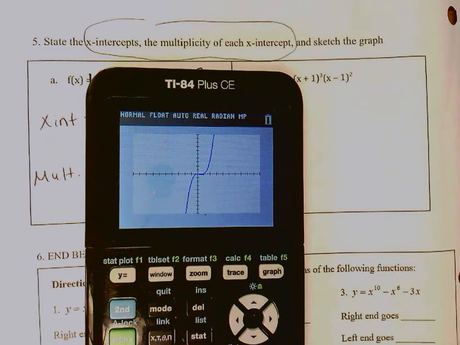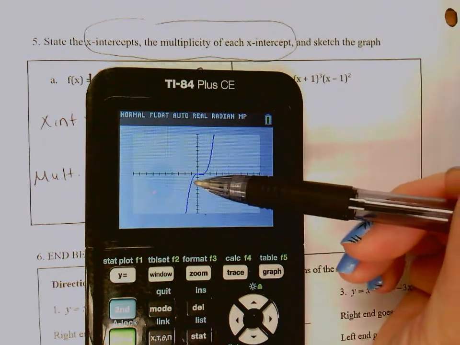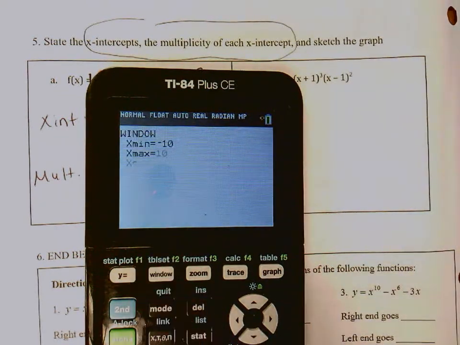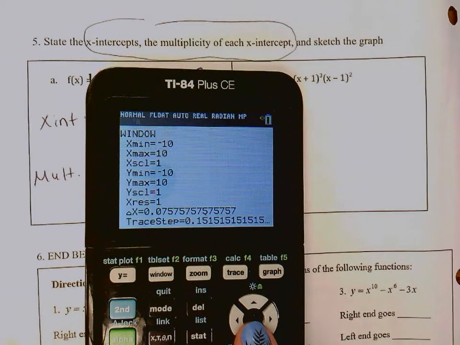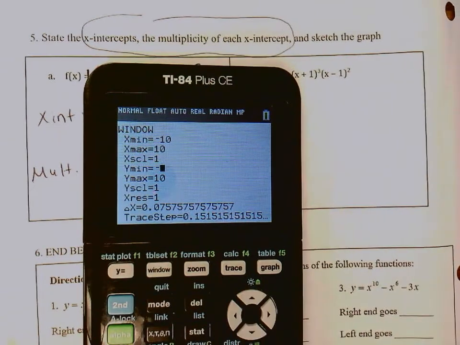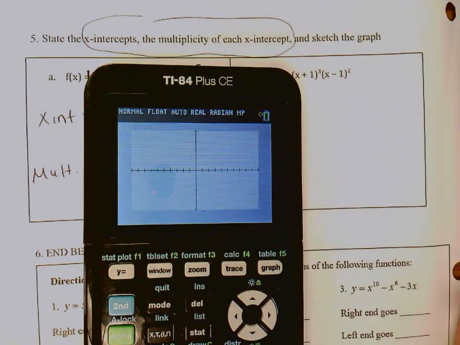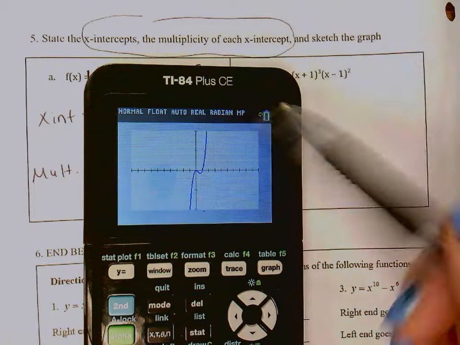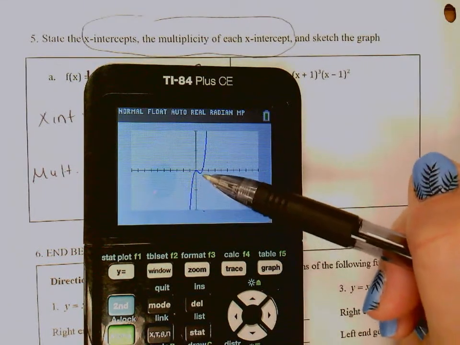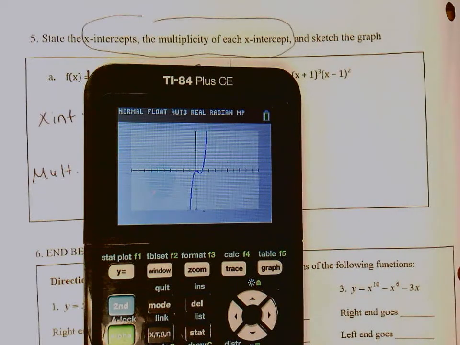I'm kind of far out, but it does bounce off. It goes down a little bit and then back up. If I close my window in on my x-axis a little bit, see if I get closer. So see how it bounces off, goes just below the x-axis and continues through.